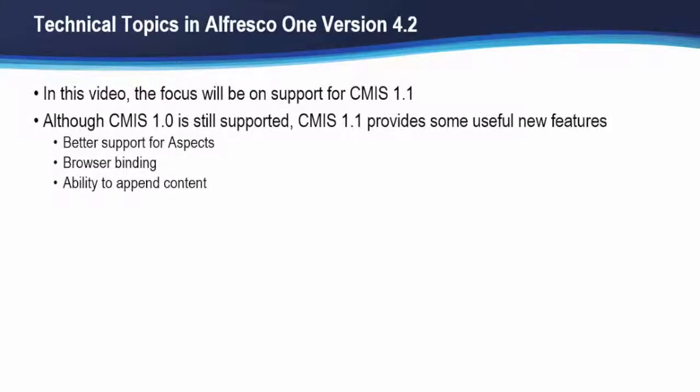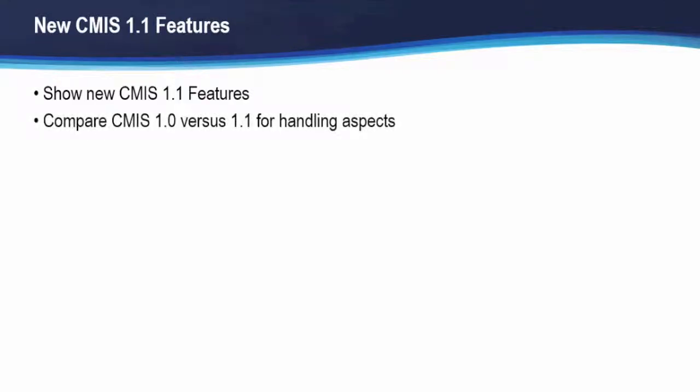CMIS 1.0 is still supported, but CMIS 1.1 provides some new useful features, including better support for aspects, a new browser binding, and also the ability to append content to a content stream. So we're going to show new CMIS 1.1 features. And we'll talk a little bit about 1.0 versus 1.1 for handling of aspects. I have a little bit of code to demonstrate how 1.1 makes this a lot easier.